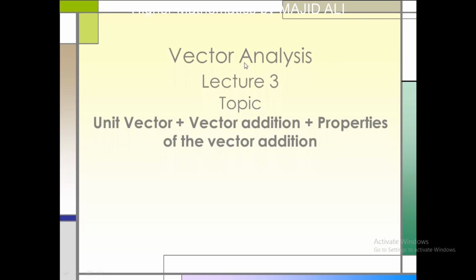Today we are going to start our third lecture of vector analysis. Here we will discuss how to find a unit vector, next vector addition, and the third topic is properties of vector addition.